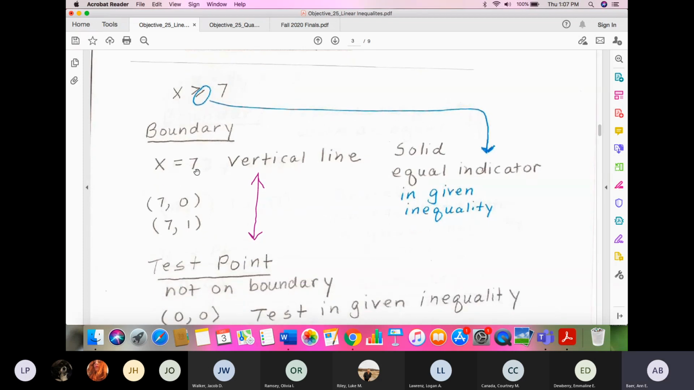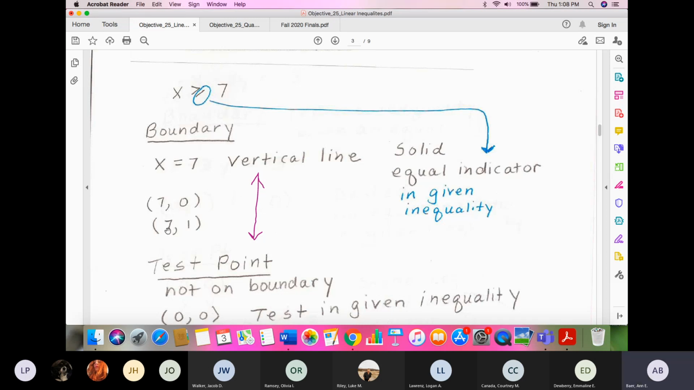Now x equals 7, if you remember back quite a long time ago in the course, represents a vertical line. It means every single x has to be 7. So you have 7 comma something, 7 comma something, and so on. Every single x coordinate has to be 7 in this case. But since we're graphing a line, 2 points determine a line, we only need 2 ordered pairs.